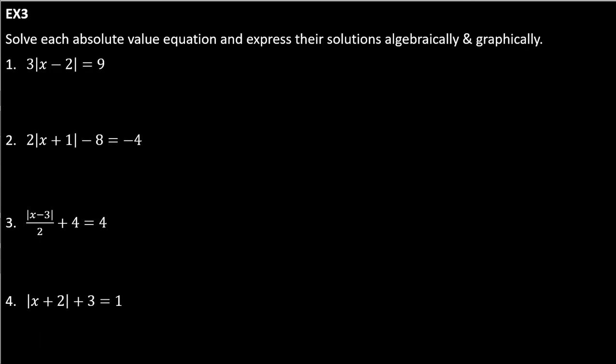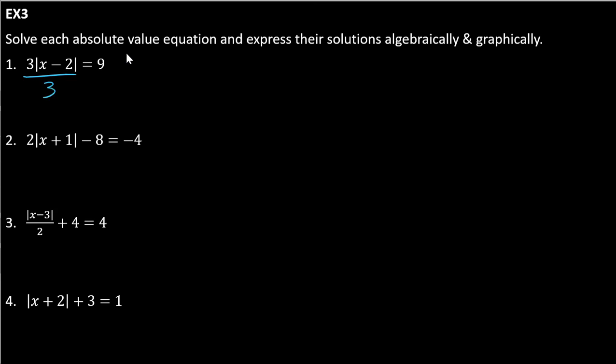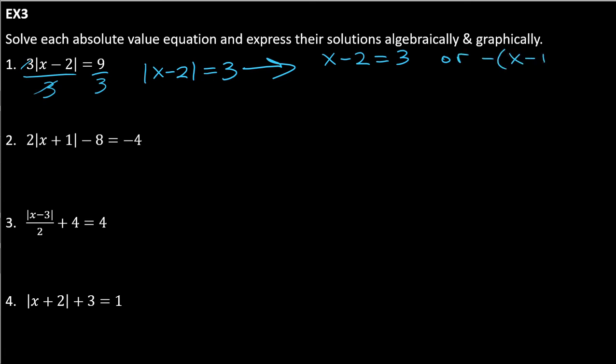Right, so we've got a plethora of examples here, and I'm going to kind of breeze through these. So this first one, we are going to want to divide by 3 first. And we now have absolute value of x minus 2 is equal to 3, which means positive x minus 2 equals 3, or negative x minus 2 equals 3. Okay, so over here we simply get x equals 5 when we add 2 to both sides.